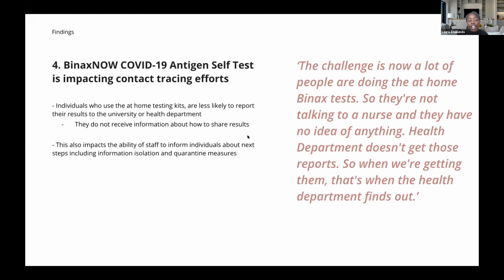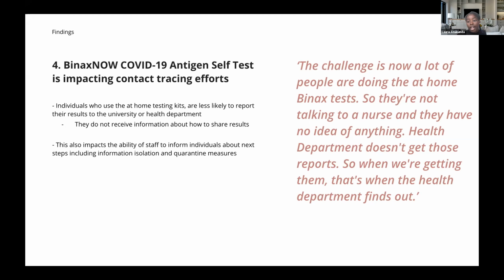And then the fourth finding was around the at-home testing kits. The one that was mentioned was the Binax Now, but in general, at-home testing kits are impacting the contact tracing efforts on campus because individuals who use them are less likely to report their results to the university or the health department. And also, because they don't receive steps on how to report after they receive their result, it's difficult.